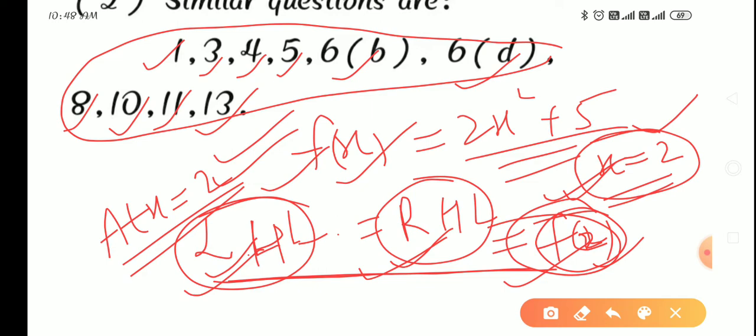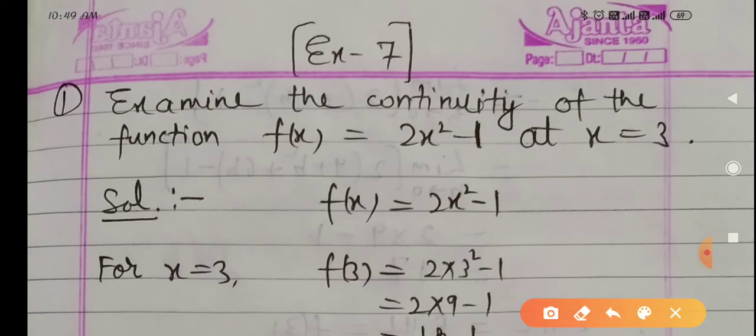One more time I am telling you, these are the questions 1, 3, 4, 5, 6b, 6d, 8, 10, 11 and 13 from exercise 7, in which you have to show or discuss the continuity at the given particular point. So out of these questions, 4 questions I am taking, remaining questions you can do easily. Which 4 am I taking? Question number 1 I am taking.